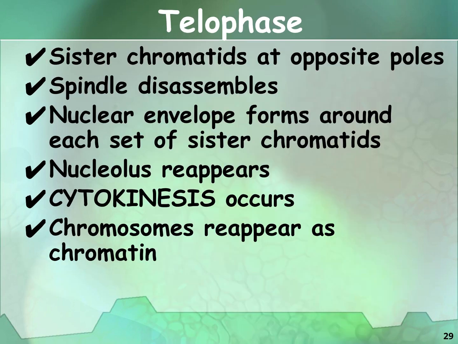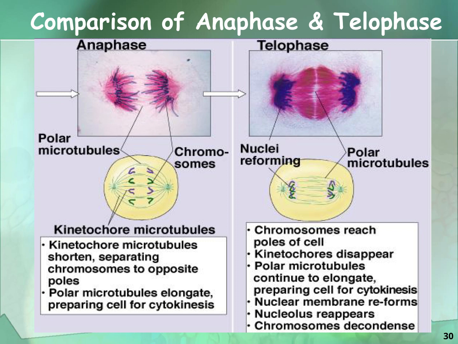After anaphase is telophase, in which our sister chromatids are at opposite sides, the spindles disassemble, and we begin to see the development of the nuclear envelope around the sister chromatids again, and we might begin to see the beginning of cytokinesis. For comparison, you can see in anaphase the chromosomes are pulling apart, versus telophase the chromosomes are on opposite sides and they're really beginning to condense and form into two separate nuclei again.